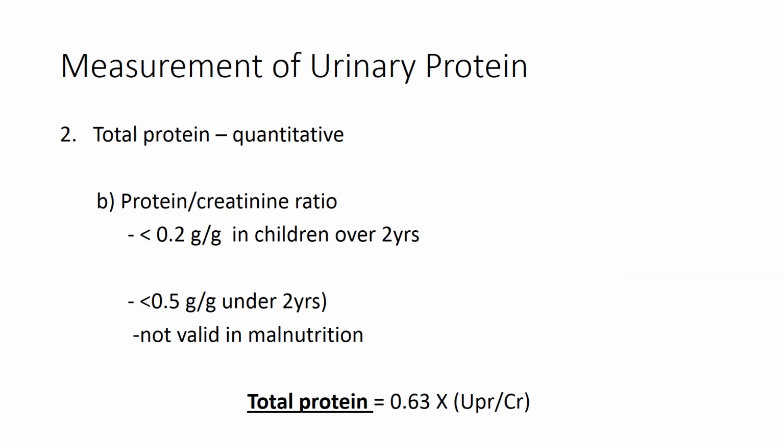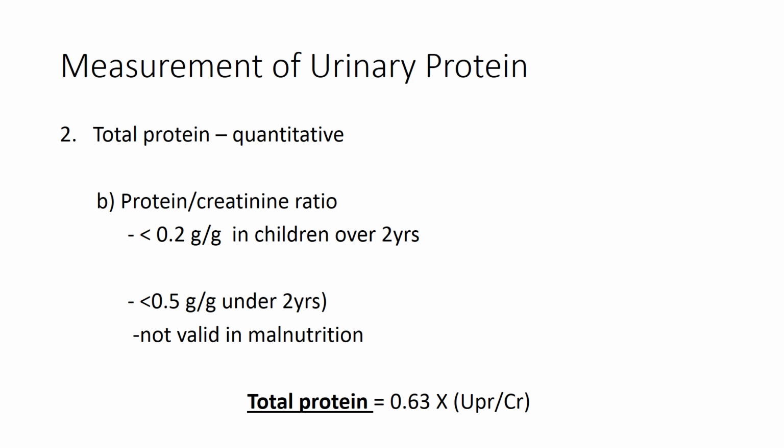So the protein creatinine ratio is based on the fact that the daily excretion of creatinine, based on age, since we're in pediatrics, is known. Therefore, if you know the daily creatinine excretion and you have a sample with a predetermined protein creatinine ratio, you can calculate the excretion rate for the patient.